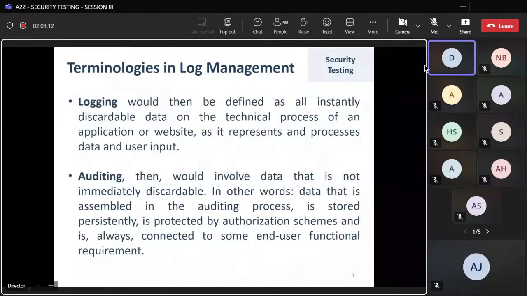Some of the terminologies commonly used in log management: logging. This is defined as a kind of instantly discardable data. I can say it is on the technical process, could be from a specific application or a website, and it will represent the process or the data that is the user input. So that will be logging, in the sense that it is recording or storing the information.